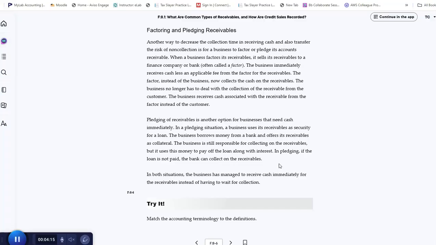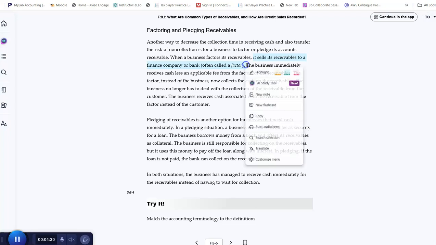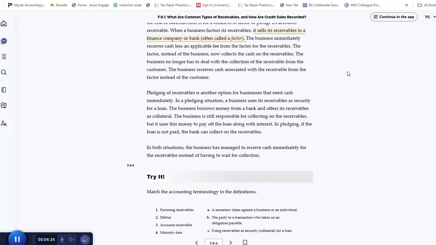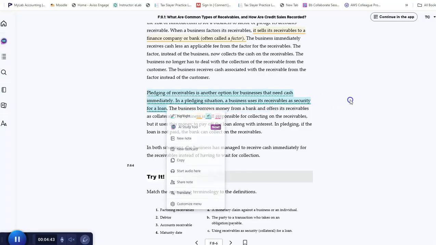The next section we'll talk about is factoring and pledging receivables. Receivables are assets, so we can sell receivables, and we can also pledge them as collateral. When we sell receivables, we call that factoring. And when we pledge receivables, that means they are used as collateral or security for a loan.